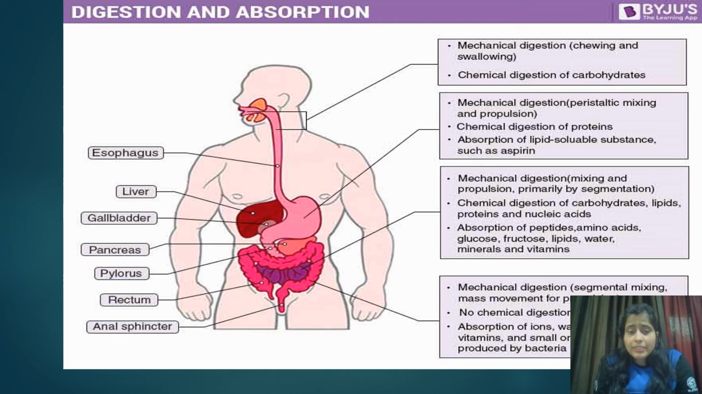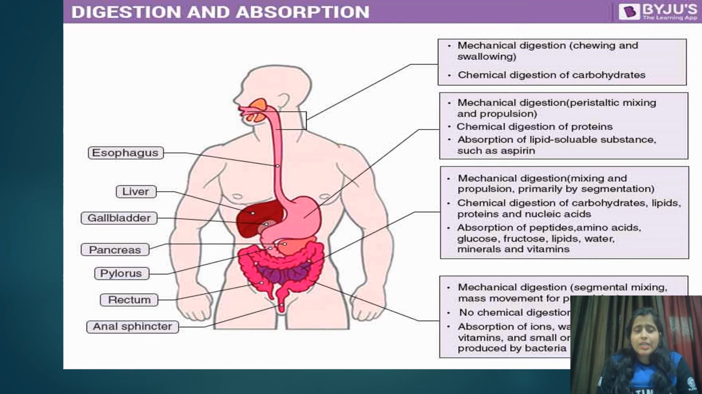The pancreas secretes pancreatic juice, which moves into the small intestine, and there the pancreatic juice contains different enzymes for the digestion of protein, starch and fatty acids. So pancreatic juice contains pepsin, trypsin and other enzymes which are responsible for the digestion of protein, carbohydrates and fatty acids. Then we have the small intestine, where all types of digestion take place.